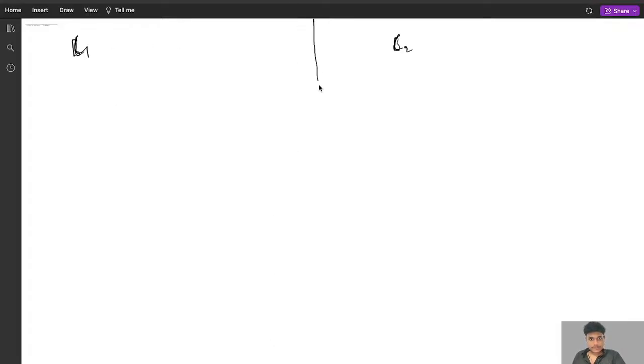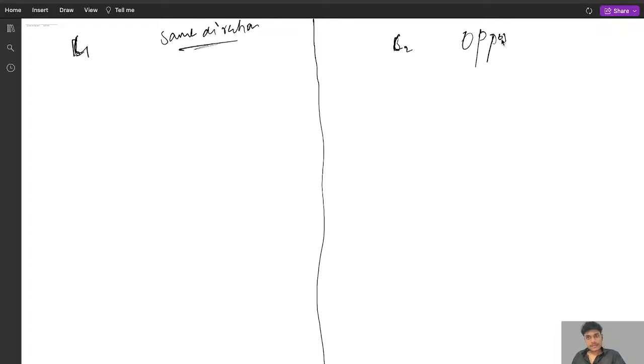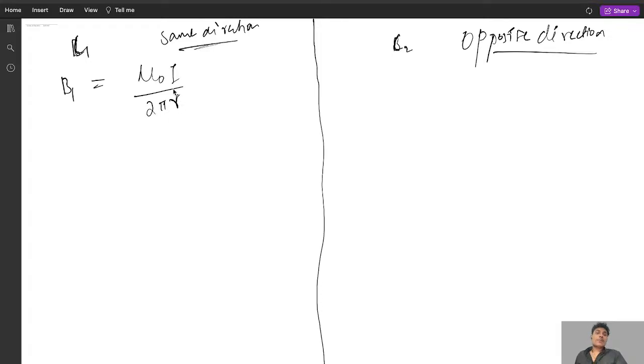Okay, this is in same direction, and this is in opposite direction, right? दो कंडीशन आ गई अपने पास C1 एंड C2. So what is B1 for this condition? That is mu naught I upon 2 pi r, and the point is kept x1 distance from one wire and x naught minus x1 from the other wire, right?